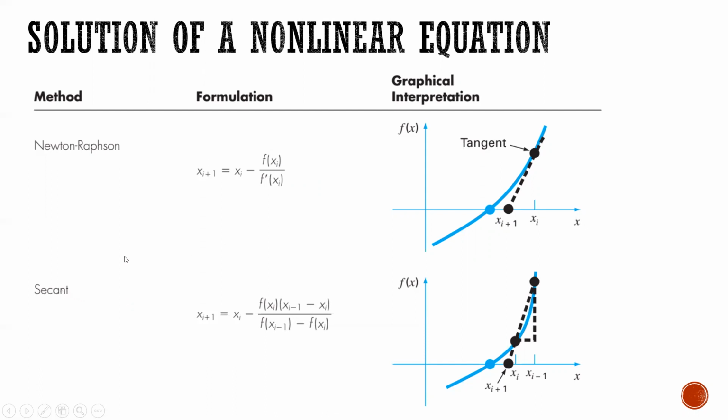Next method is secant method, which is not different from Newton-Raphson. The only difference is instead of taking a tangent at one point, we consider 2 points and take the secant and find its intersection with the x-axis. And then we consider these new 2 points xi and xi plus 1 and go on proceeding until convergence. This can be formulated as xi plus 1 is equal to xi minus f of xi into xi minus 1 minus xi upon f of xi minus 1 minus f of xi.